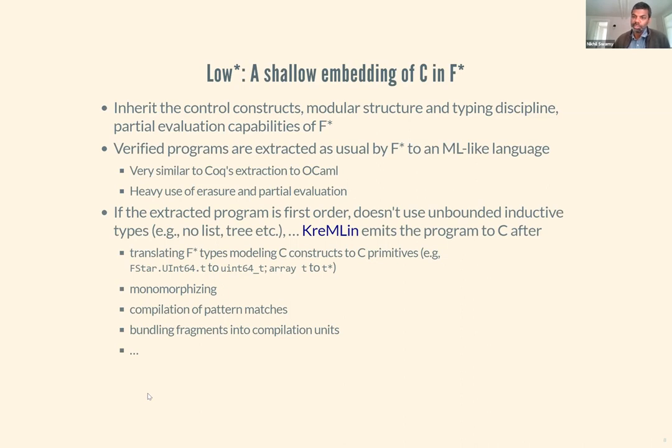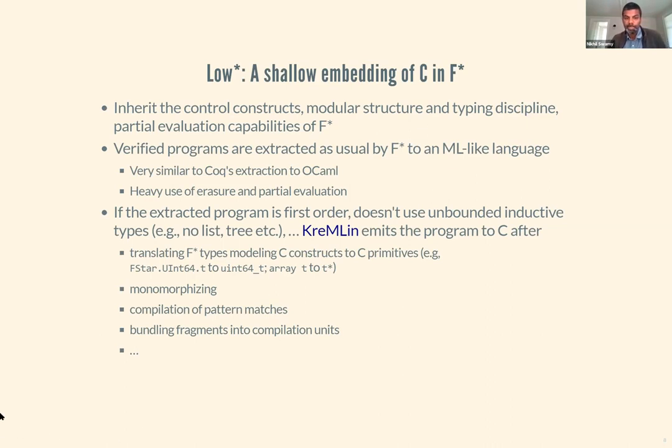What Kremlin can do is take this first order program in this subset of erased F star, and extract this program to C after doing a few transformations. I think I mentioned this also in the first lecture, by translating certain F star types to C constructs that are sort of realizations of these F star models.